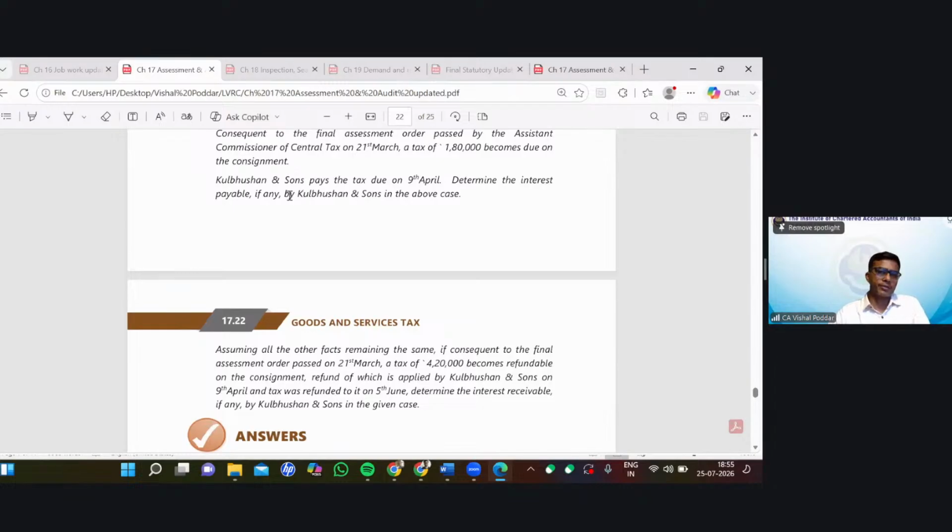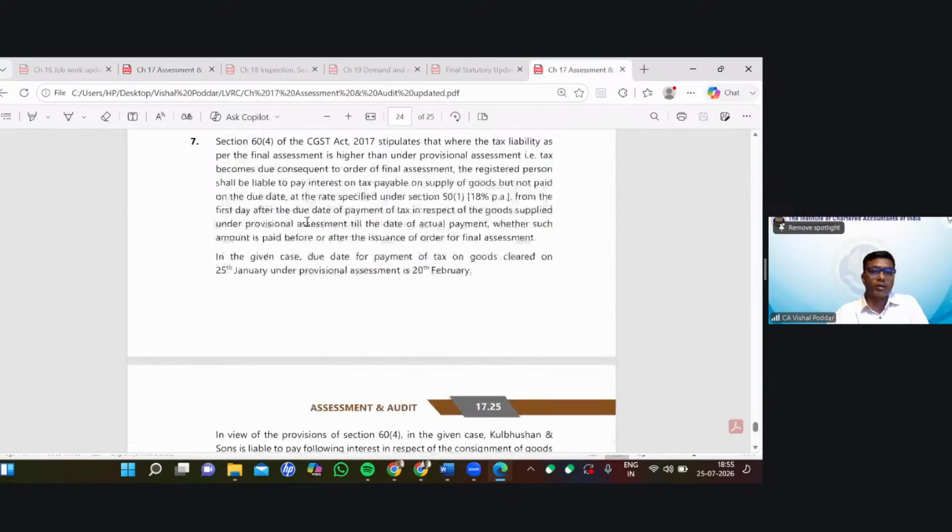Determine the interest. Now, we all know that if in the provisional assessment the liability assessed was lower and later on in final assessment the liability is found to be payable, it has to be payable with interest. Now the question is, from what day the interest will be calculated? Students, the answer is it will be calculated from day 1, not from the date of final order. So even though the order is finalized at a later date, the interest is calculated from day 1.